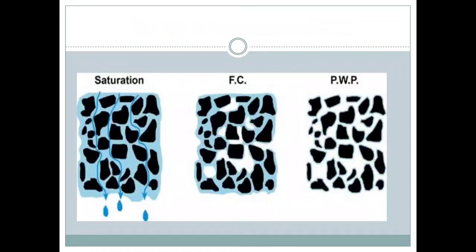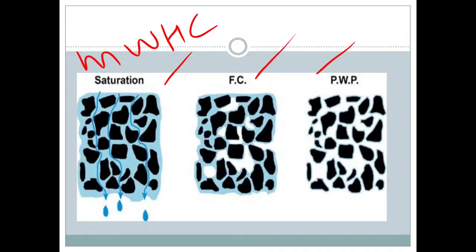Next, you can see the same figure, saturation. This is the maximum water holding capacity, MWHC. This is field capacity, air pockets are there, water molecules as well as air are there. At MWHC, there is no air, only water is there. At permanent wilting point, no water, there is only air, and therefore the plant is showing wilting symptoms. So these are the saturation, field capacity and permanent wilting point diagrams.